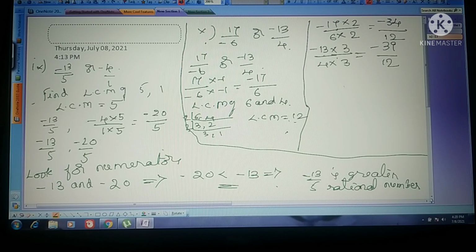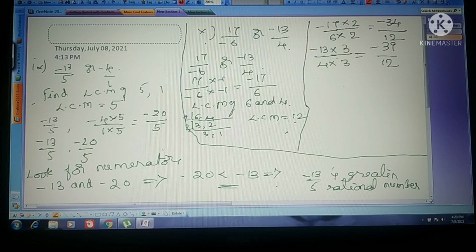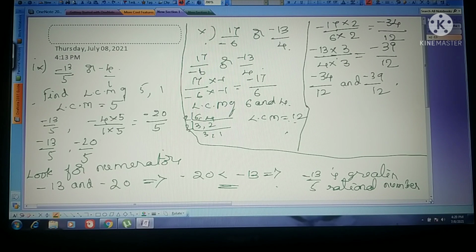So both denominators are converted to LCM. Now from these two fractions, denominators are same. So you can compare numerators. 34 by 12 and minus 39 by 12 among these two. Now compare by comparing numerators.